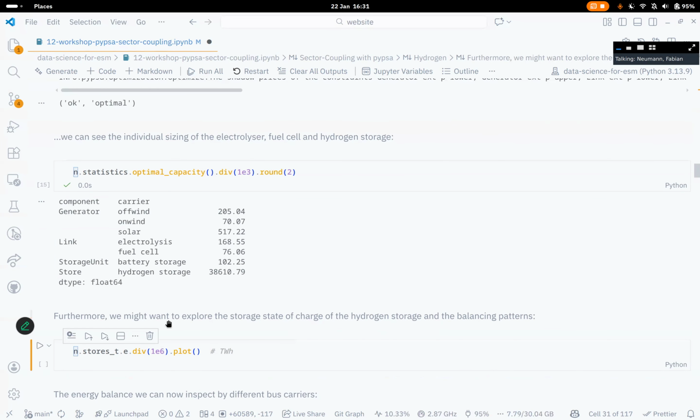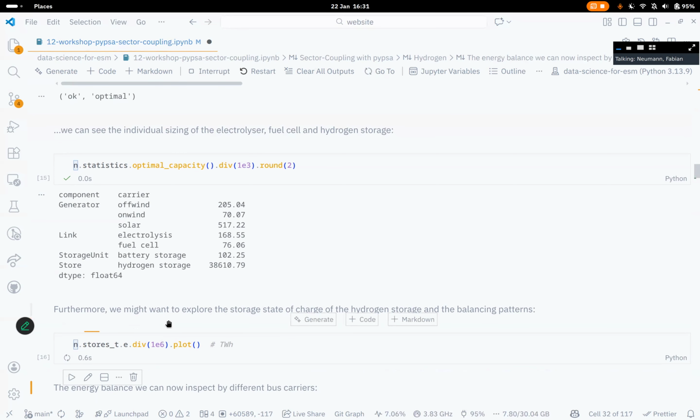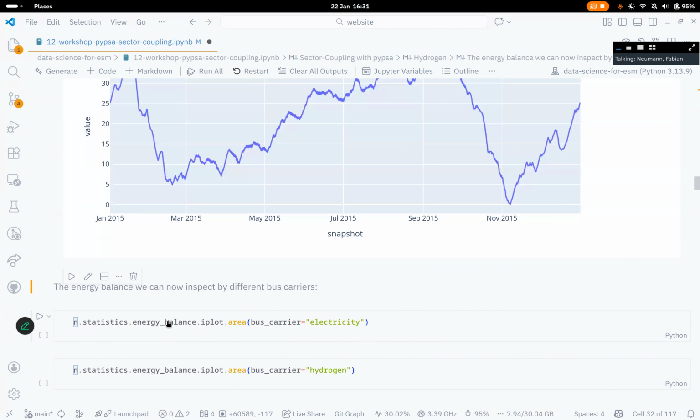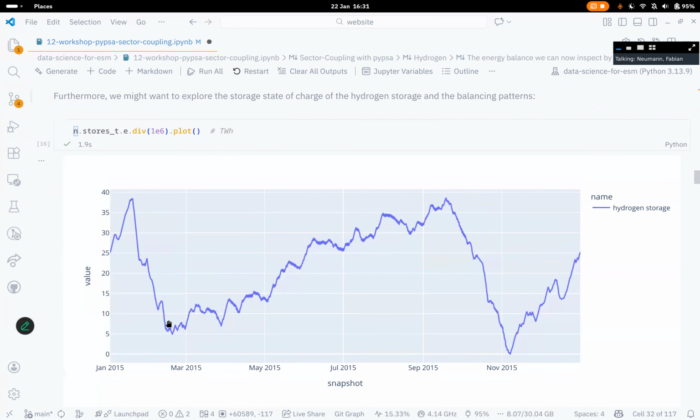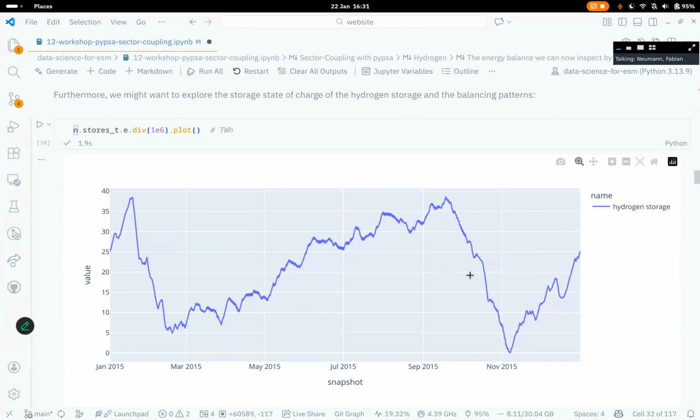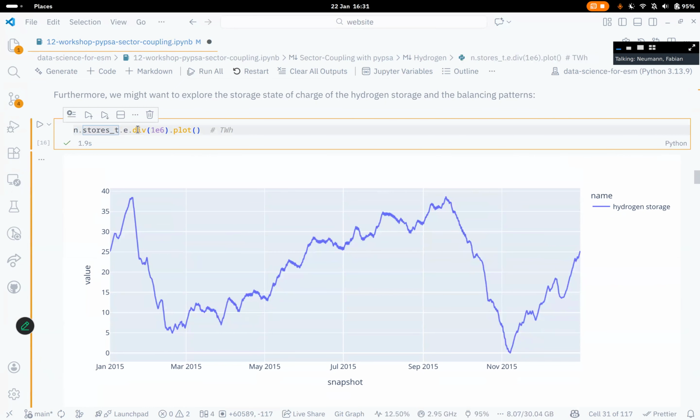So one thing that is now interesting, for example, we can look at the state of charge over the optimization period. You can see here a nice seasonal profile. It's basically emptied twice in a year, by just looking at the energy state of charge of the stores. In this case, we only have one.